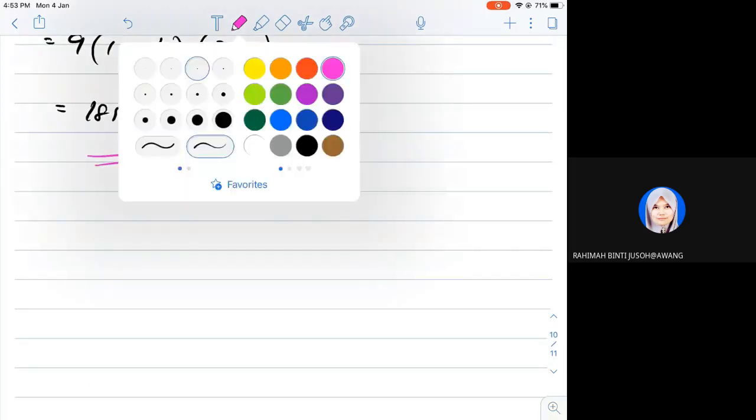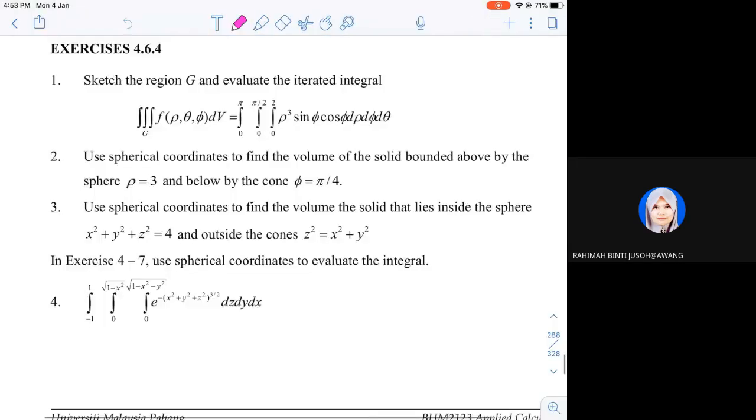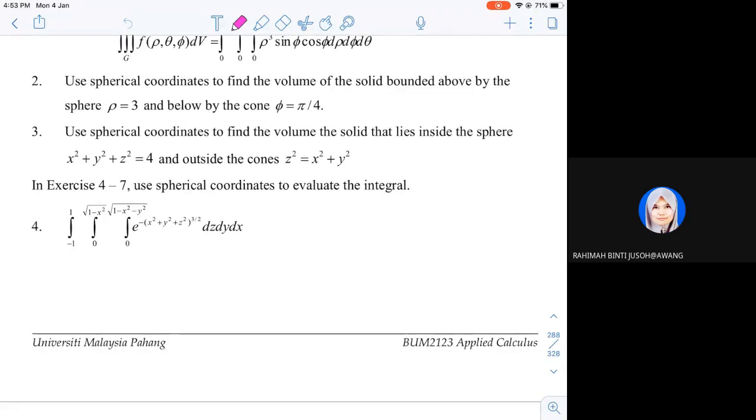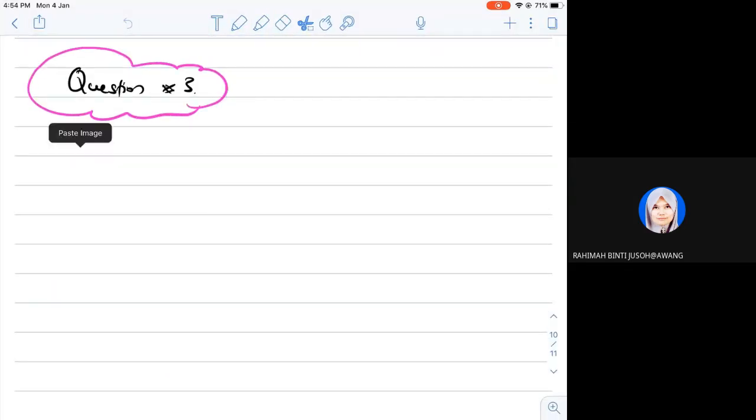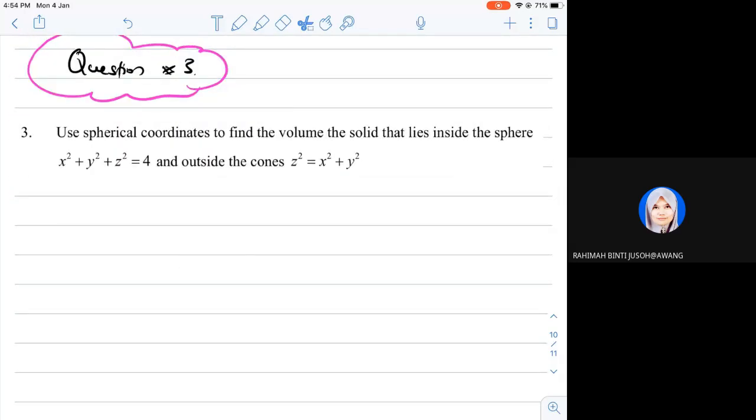Next, question number 3. It said that inside the sphere and outside the cone. How is that? Inside the sphere and outside the cone. Can you imagine? Can you imagine? Inside the sphere, outside the cone. It has a hole, the cone's hole. The cone is removed.